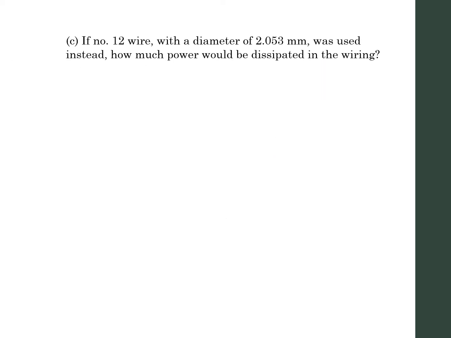So in letter C, we're being asked to replace our wire with a different diameter wire, and we want to figure out how much power is dissipated in this case. So our new diameter is 2.053 millimeters, or 2.053 times 10 to the negative 3 meters.